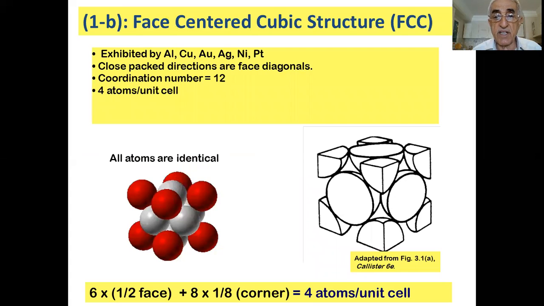Face-centered cubic structure, FCC, is exhibited by aluminum, Cu, Au, Ag, Ni, platinum. Close-packed directions are face diagonals. Coordination number equal to 12. 4 atoms per unit cell. All atoms are identical. So 6 divided by 2 for faces plus 8 divided by 8 for corners becomes 4 atoms, adapted from this figure.